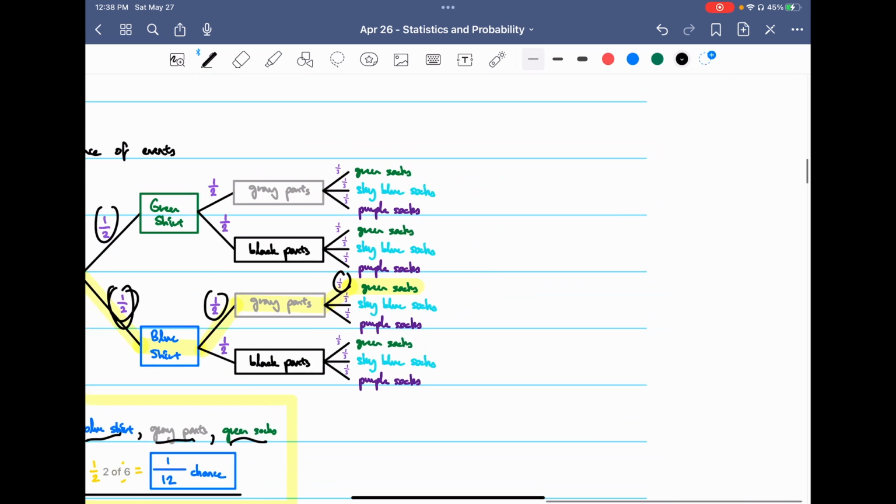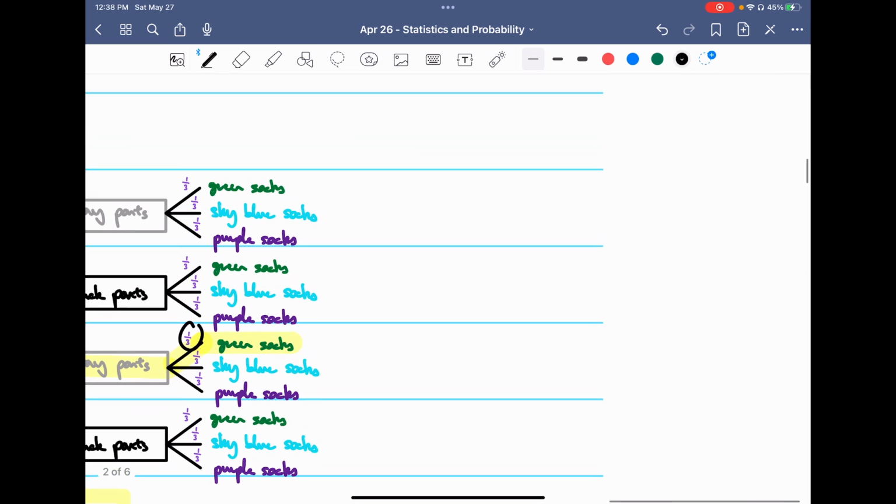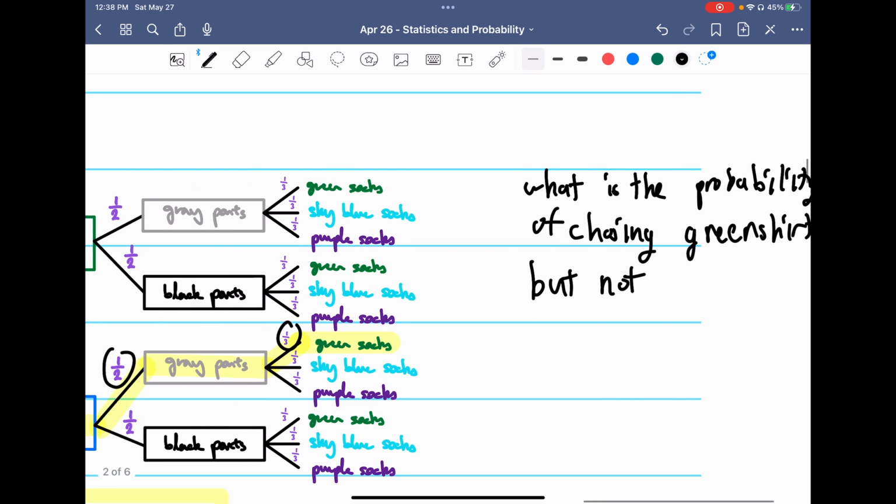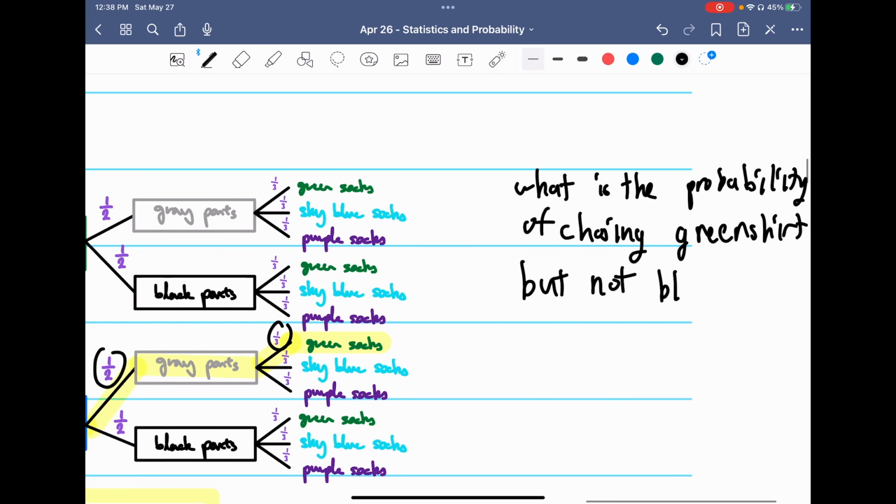Another way I can make a question here is, what is the probability of choosing a green shirt but not black pants?